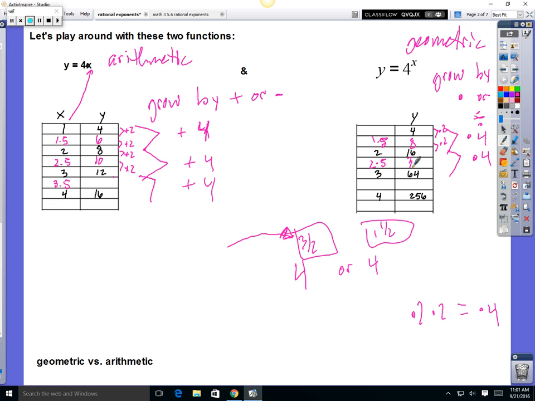2.5 will give you 32. So I'm going to break that up. That's times 2 times 2. So if I want to go in between times 4, it's times 2. In between plus 4 is plus 2. Okay, now let's look at some hard ones.